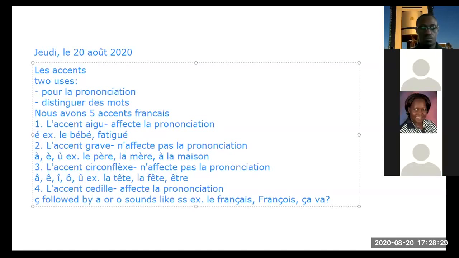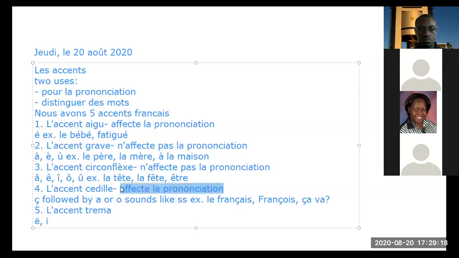So let us first of all look at the last accent, that is le tréma. Le tréma is normally two dots. They are like two dots which are found on either letter E or I. And this means that whenever this accent is used, you are supposed to pronounce the affected syllables independently.